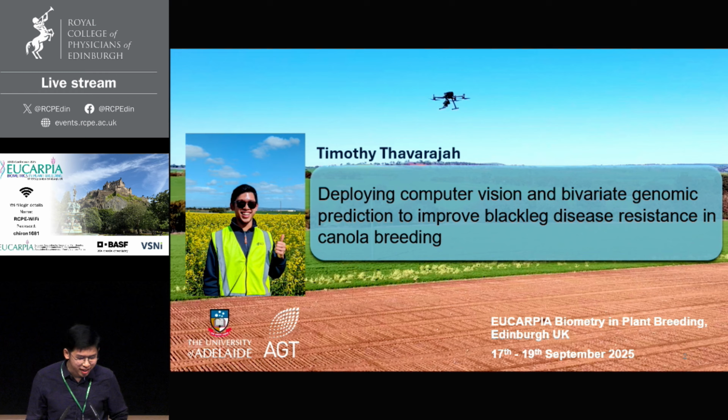My name is Timothy, and I'm a PhD student at the University of Adelaide in collaboration with a plant breeding company, Australian Grain Technologies. And today I'll share a little bit of my research on integrating computer vision and bivariate genomic prediction models to improve the selection of blackleg disease resistance in canola breeding programs.